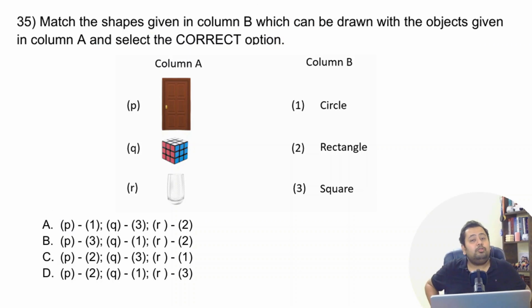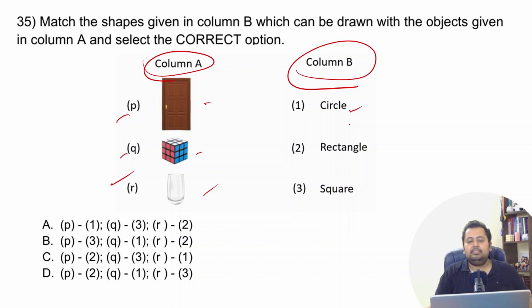And now we come to the last question of this video. Match the shapes given in column B, which can be drawn with the objects given in column A, and select the correct answer. So in column A, you see some images, right? So in P, Q, R, there are three images shown over here. In column B, some shapes are written as circle, rectangle, and square. What you have to find out is what are the shapes that you see in the images that are there, right? So from that, the image represents what kind of shape which is given in column B. You have to do the match the following and then look at the solution. Do that first and then we'll come back to the solution.